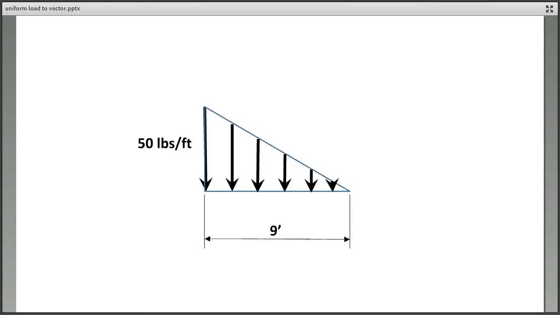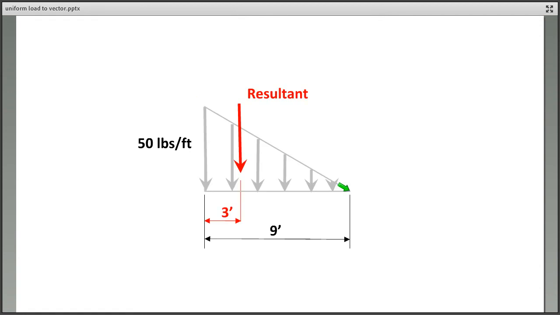So this can also be applied. What if we had a load like this? Maybe it was, for example, a snow load and the wind hit it, so it drifted to be higher on one side than the other side. We can use the same concept. This is a load that's distributed over 9 feet. The load, 50 pounds per foot, is the maximum. That's how much it is at this left end, 50 pounds per foot. Over here it goes to 0.